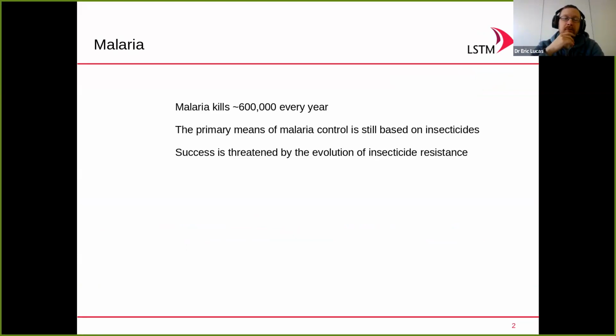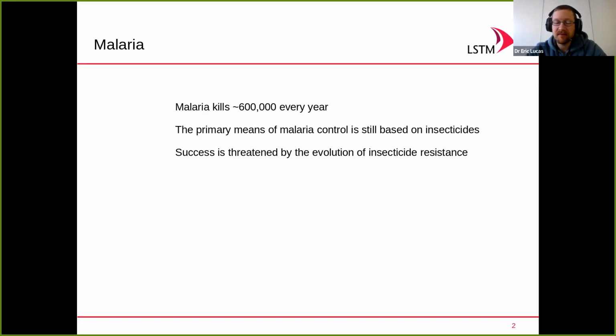Malaria kills around 600,000 people every year across the world, but primarily in Africa. The primary means of malaria control is still based on insecticides. Although there's a bunch of other promising methods being developed, we're still very reliant on insecticides to kill the mosquitoes that transmit malaria. This has been very successful, but this success is threatened by the evolution of insecticide resistance in mosquitoes.